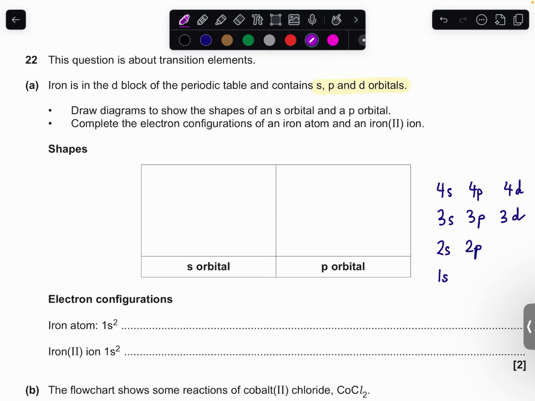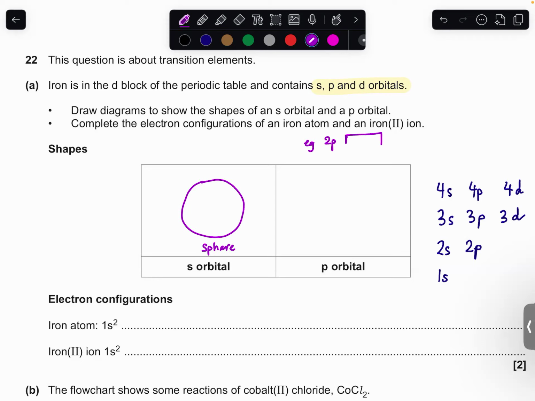First of all, if you have a look at the shapes of the orbitals, they've only asked you to draw the shapes. An S orbital, you just draw like a big circle, and you want to think about this three-dimensionally. They've not asked for the name, but it's good to know it. The name of the shape is a sphere, a round sphere.